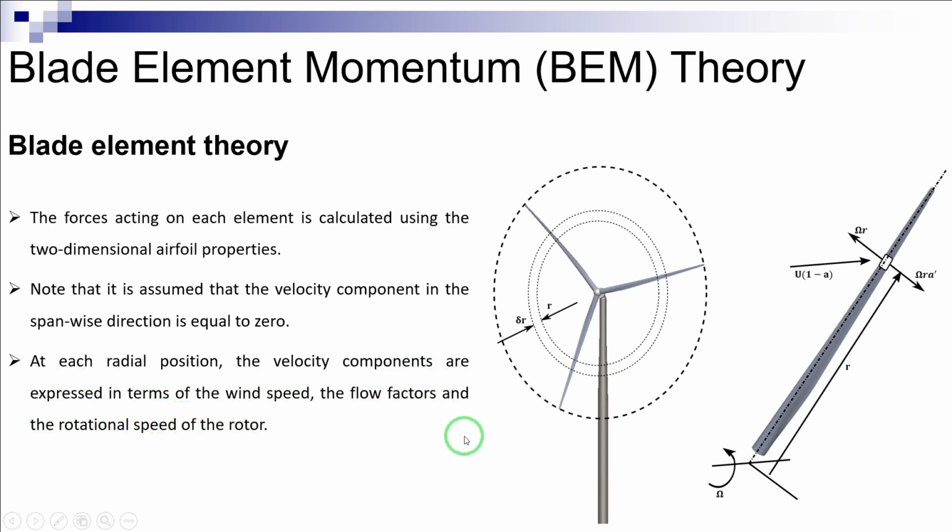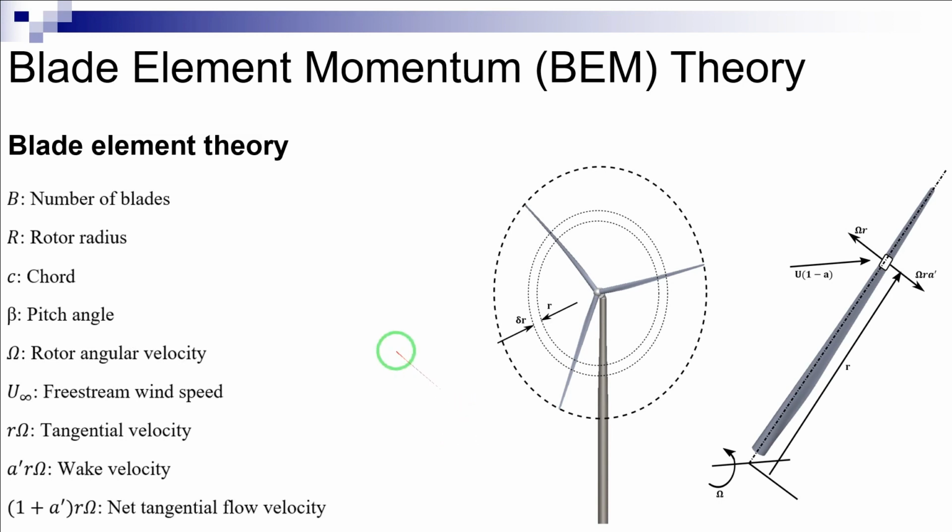Having the airfoil lift and drag coefficients in terms of angle of attack, the forces acting on the blades can be calculated for given values of induction factors A' and A. It is assumed that the turbine has B blades and rotor radius R, each with a chord C and set pitch angle beta, where both the chord length and pitch angle may vary along the blade span.